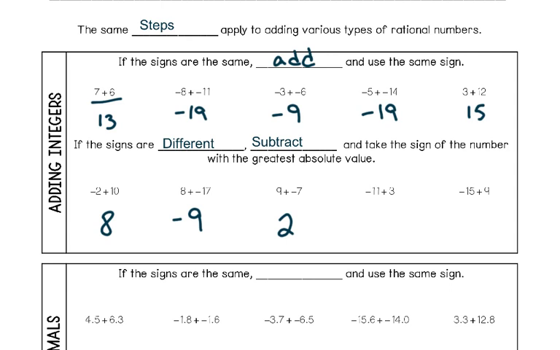Negative 11 plus 3. So I owe you $11 and I give you 3 of it back. I still owe you, so it's still going to be negative, and it's 11 minus 3, which is 8. So let's look at the next one.